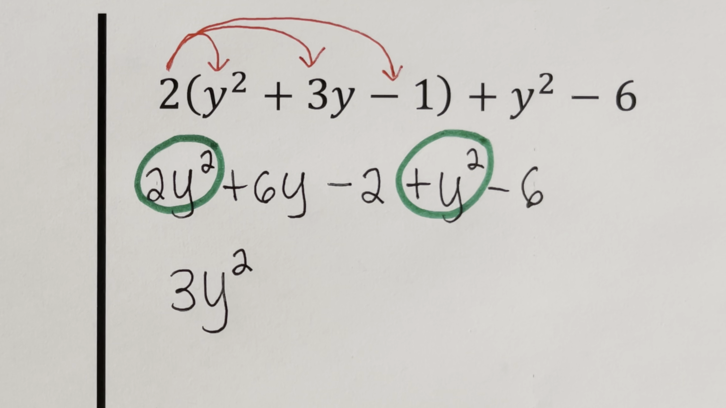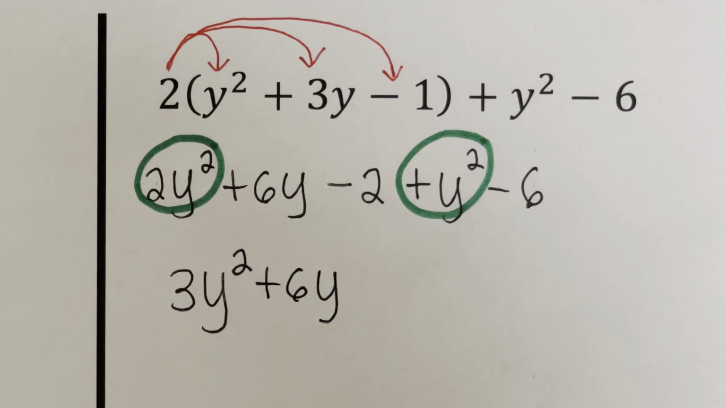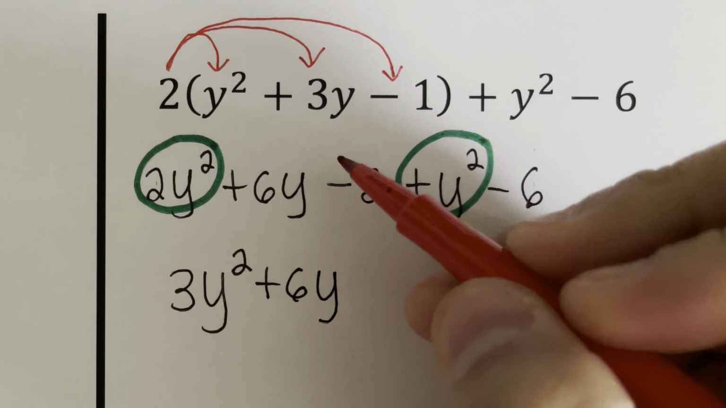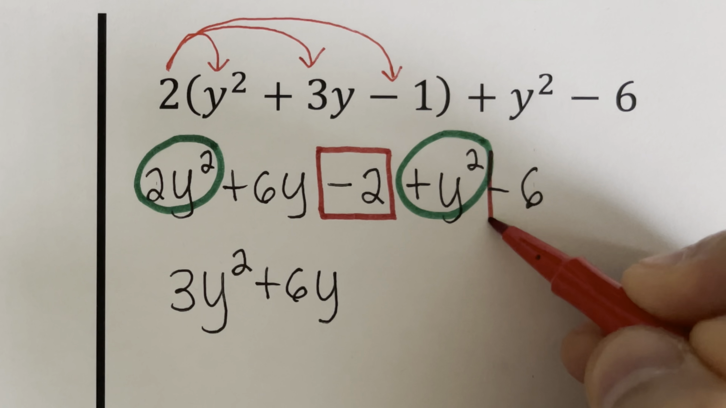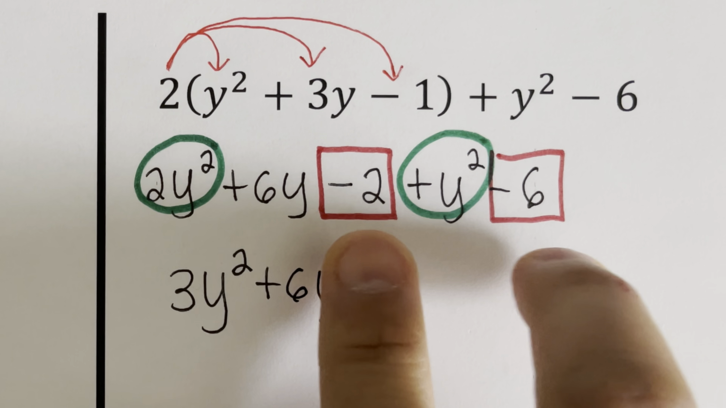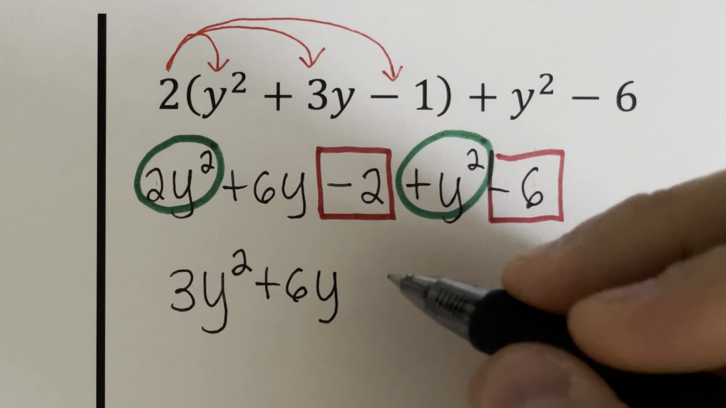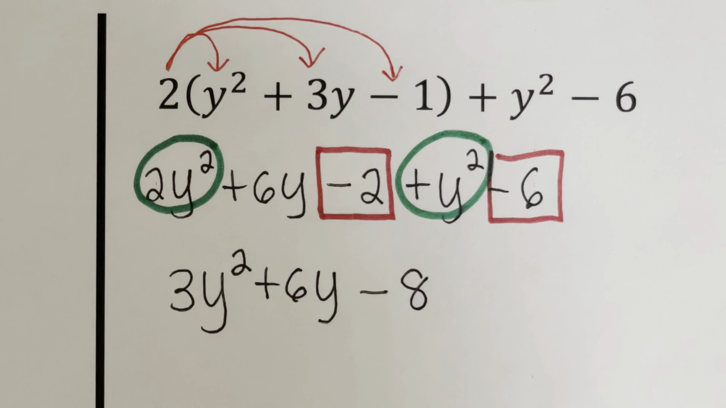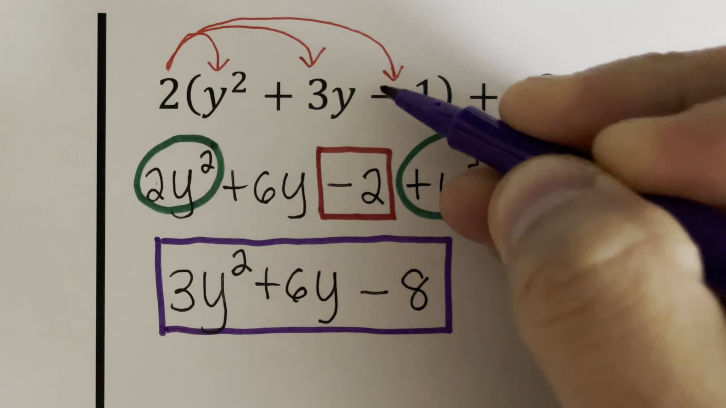So we can just go ahead and keep the plus 6y. And then we combine the ones that are constant. So I put a box on negative 2 and then negative 6. Both of these do not have variables on them. So negative 2 minus 6 is negative 8. So I write negative 8 right here. And this is the simplified version of this expression that we have up there.